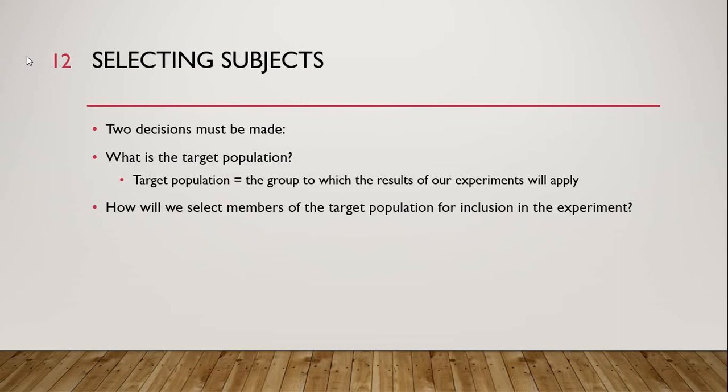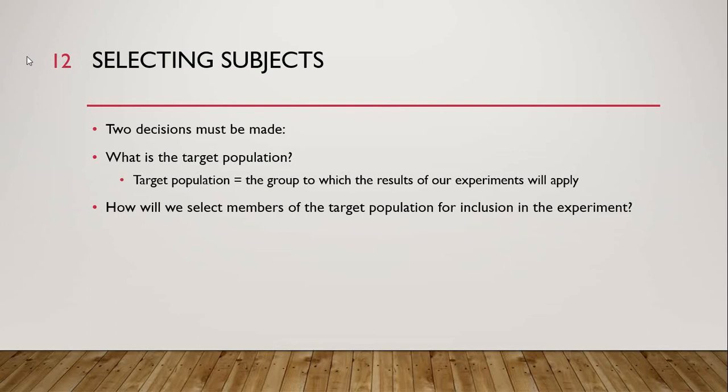So in selecting subjects to be in our experiment, we have to make a couple of decisions. First, we have to determine what the target population is. Obviously in an experiment, we can't involve everybody in the total population, okay? We have to select a smaller sample. So we want to figure out ultimately who we want our experimental results to generalize to.